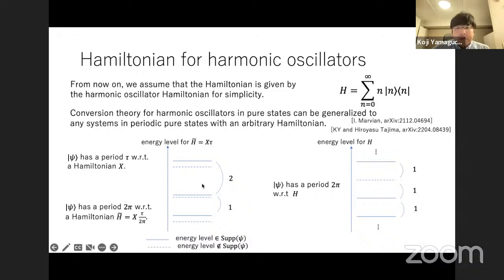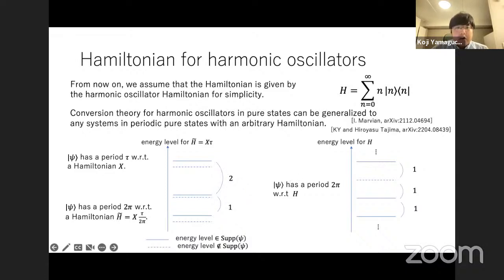Suppose that we have a pure state which has a finite period tau with respect to a Hamiltonian x. Let us first discretize the Hamiltonian by multiplying tau over 2 pi so that the state has a period 2 pi. In this figure, the solid and dashed lines represent the energy levels of this rescaled Hamiltonian. In particular, the solid lines show energy levels that are included in the support of the state psi. By using the fact that the state psi has a period 2 pi, it can be shown that the energy gaps for these solid lines are integers.